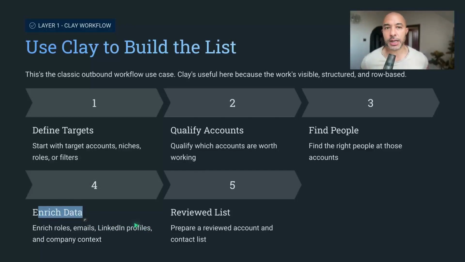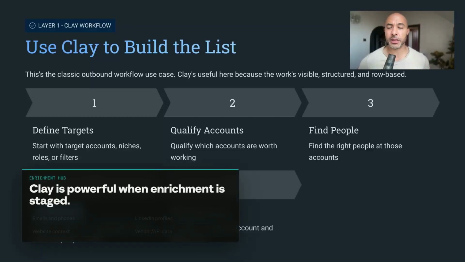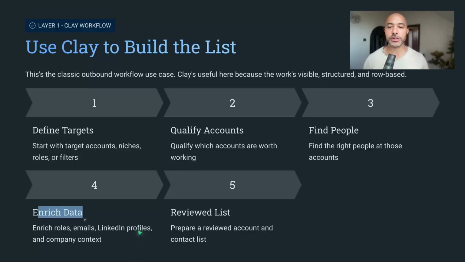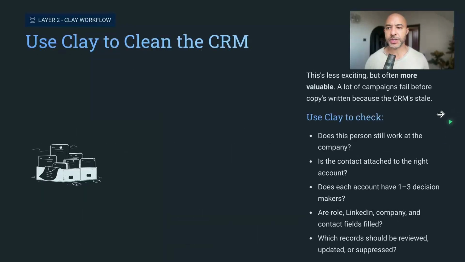In addition to that, you can connect to over 150 or something like external data providers and sources via API directly within Clay. You can do waterfall enrichments for emails, phone numbers, and things like that. So it's very powerful, especially on this enriched data piece. And then the reviewed list, you can qualify all the accounts and prepare a nice list for outreach as well.